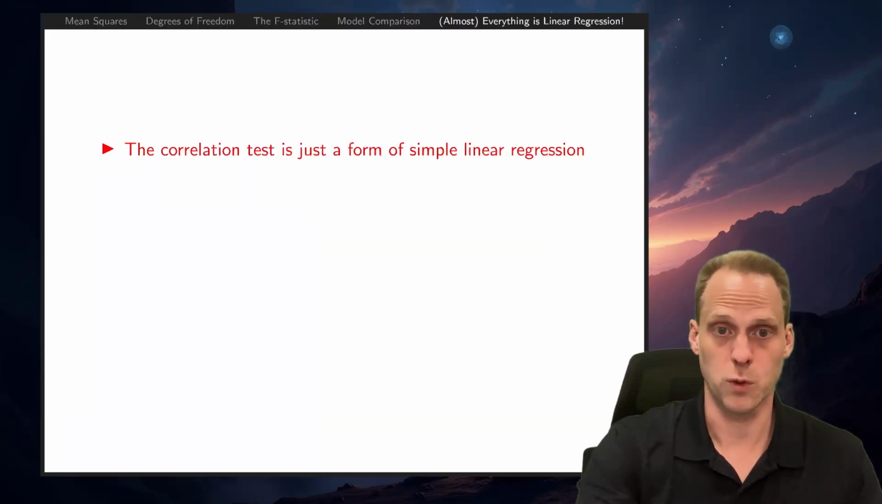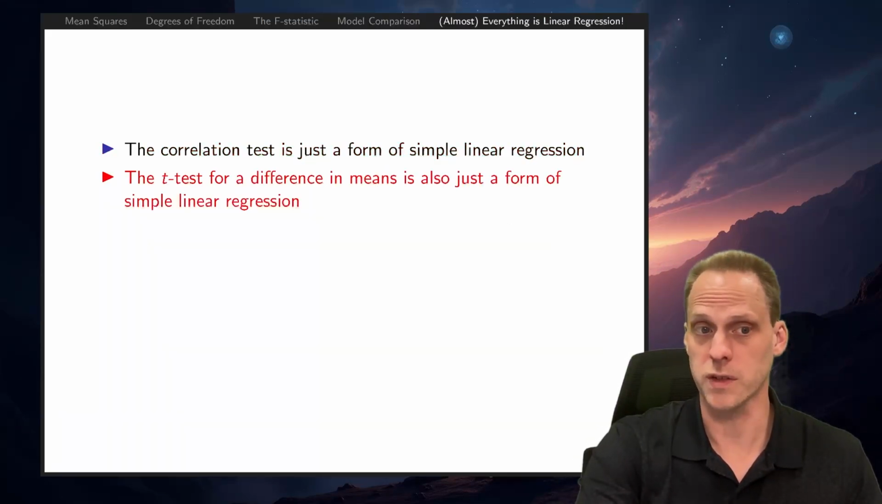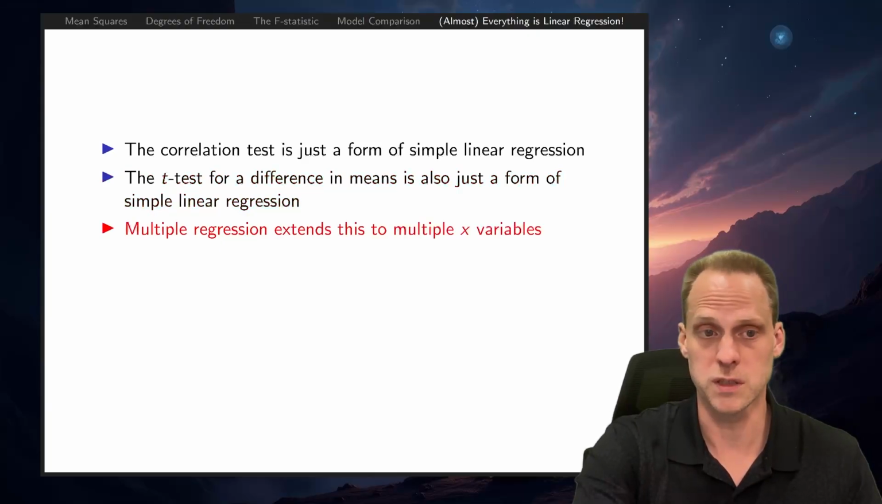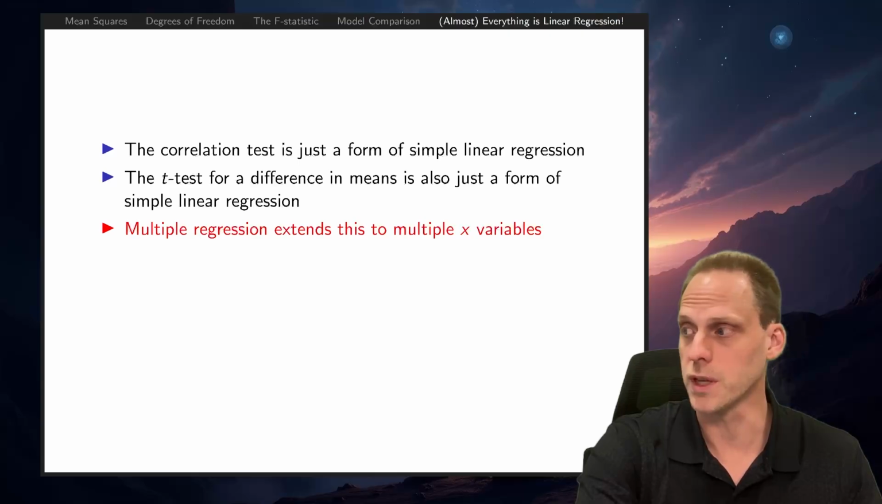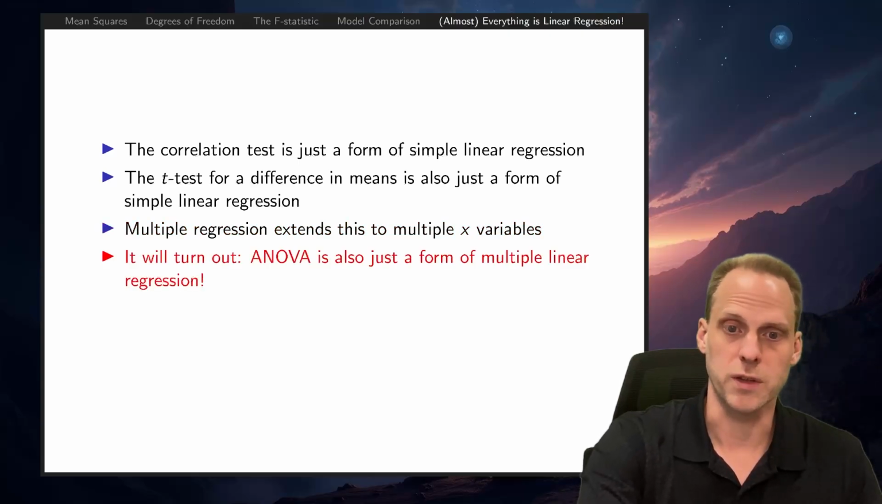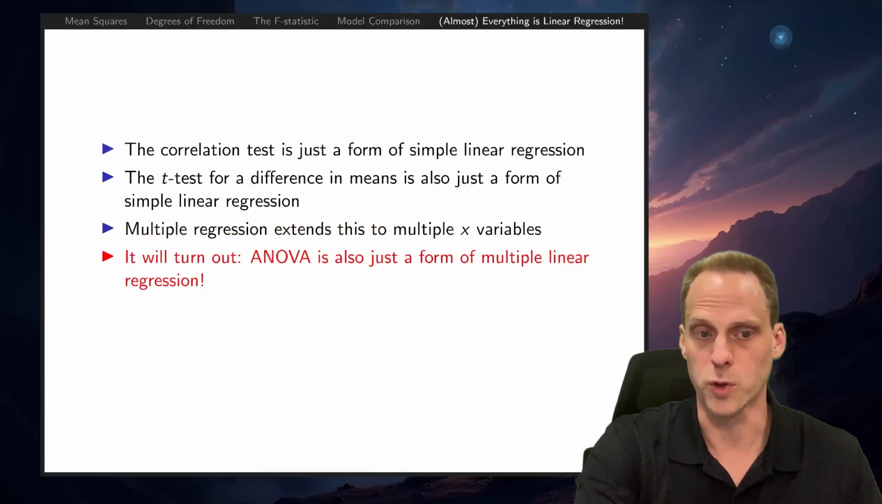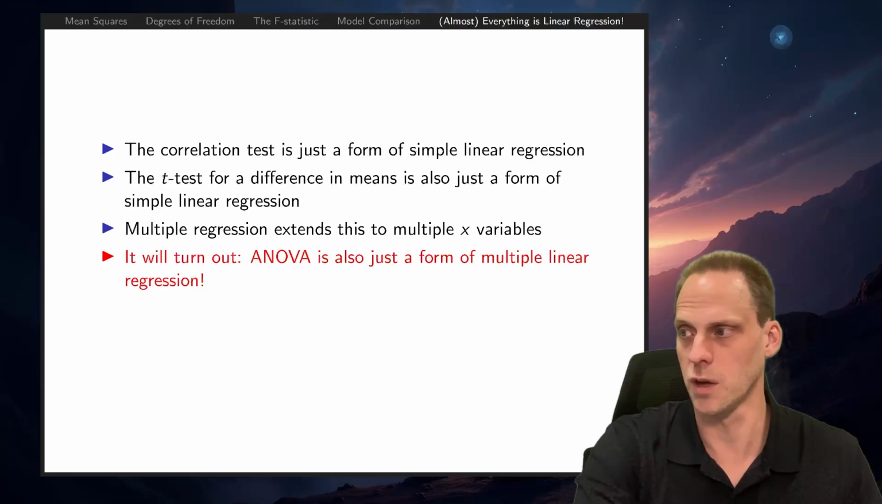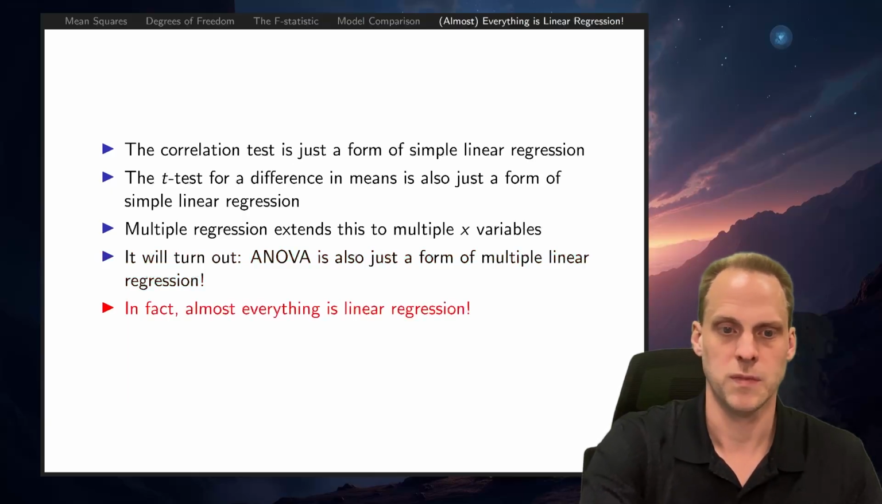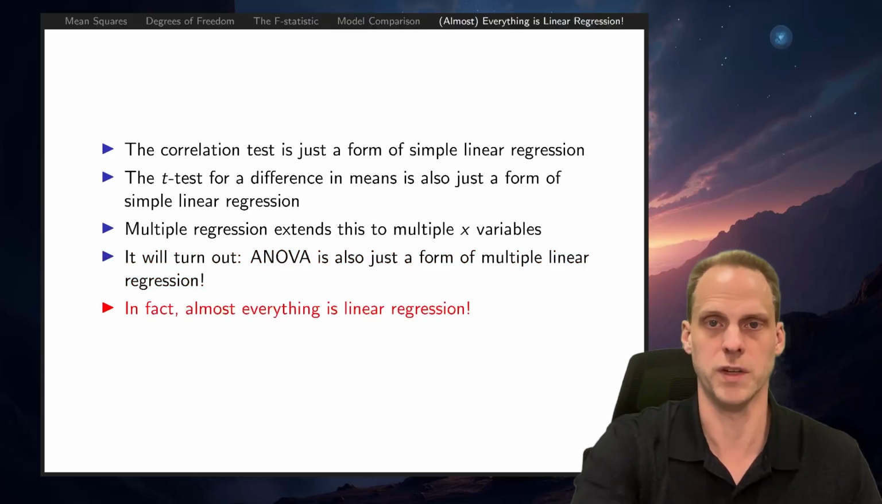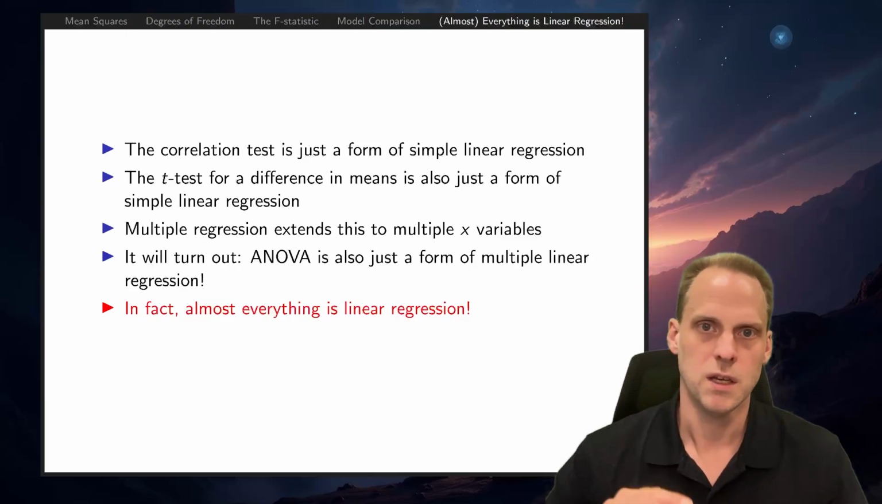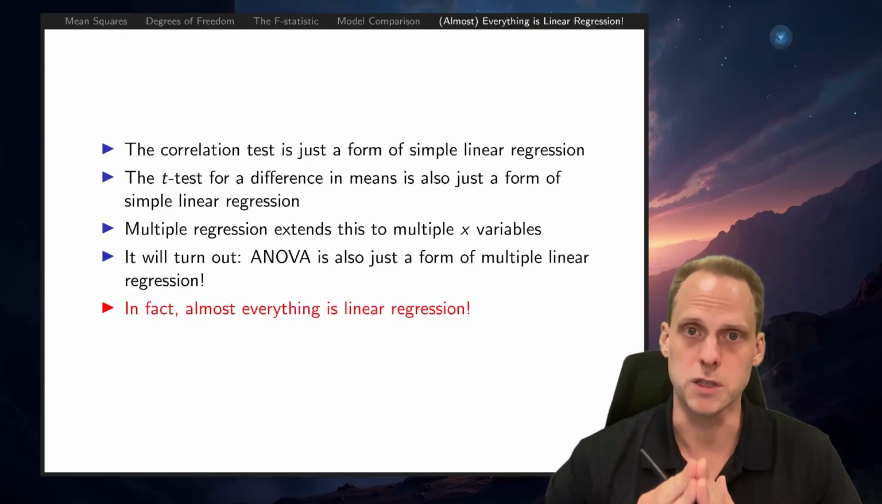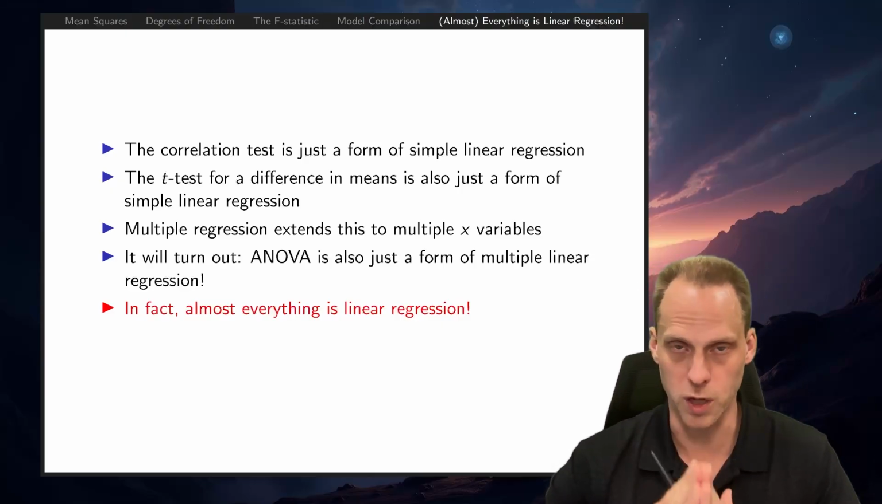In sum, the correlation test is just a form of simple linear regression. The t-test for difference in means is also just a form of simple linear regression. The multiple regression extends this to multiple x variables, multiple predictors. And it will turn out ANOVA is also just a form of multiple linear regression, because we just use dummy variables as predictors. In fact, almost everything in linear regression, like a lot of things in statistics, things you might not have realized are just linear regression, and that's why we keep talking about this.